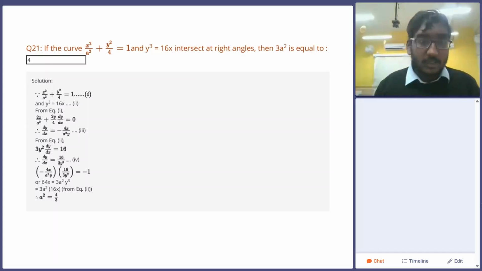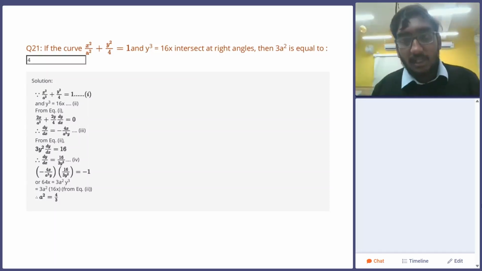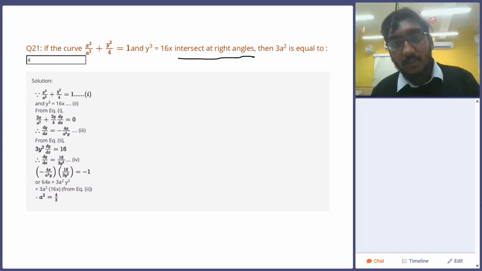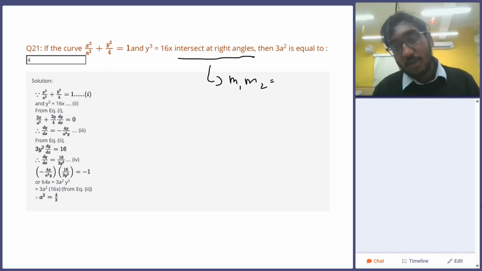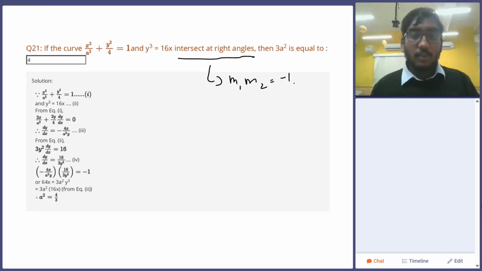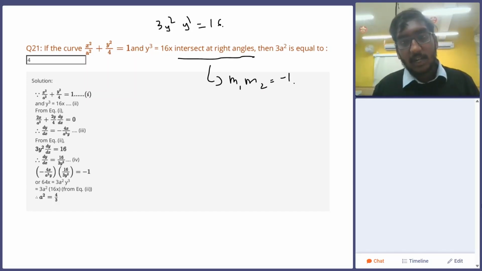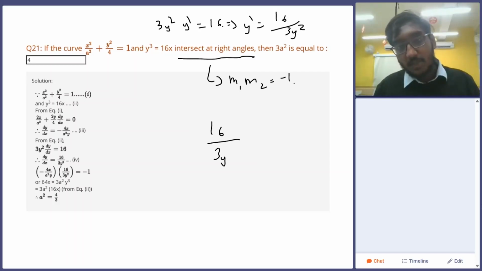So yes, next question is this. Two curves are there and they intersect at right angles. Whenever we say that they intersect at right angles, you have to use the idea that the product of the slopes is -1. So what will be the slope of this, 3y square y dash equal to 16? That means y dash equal to 16 upon 3y square. So the first slope is 16 upon 3y square.